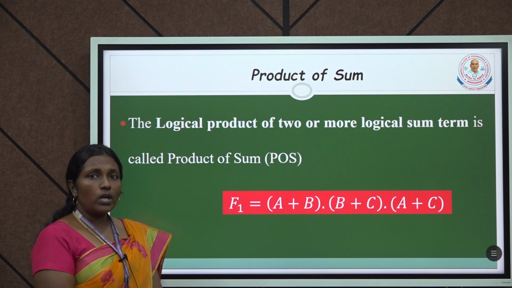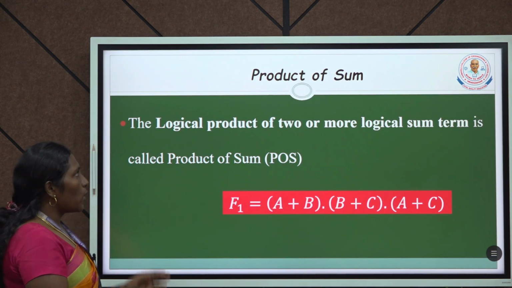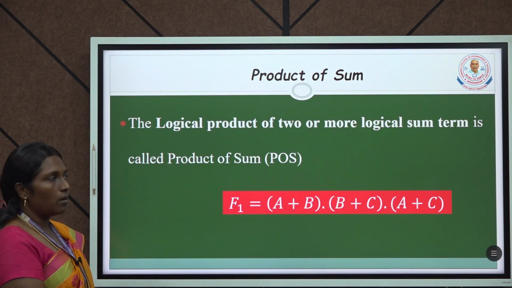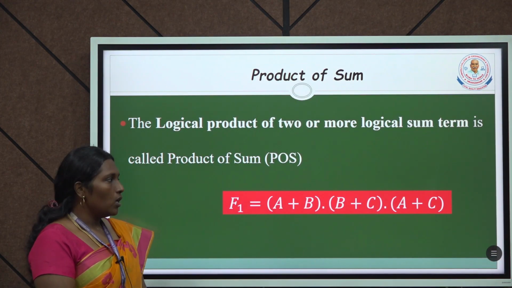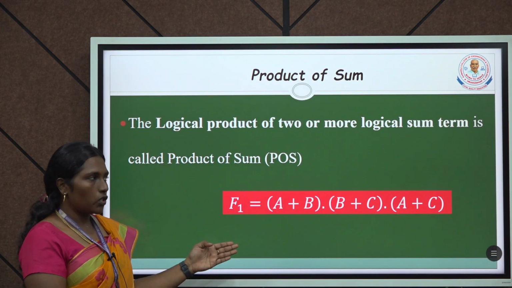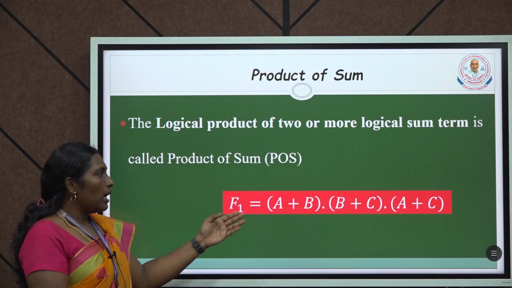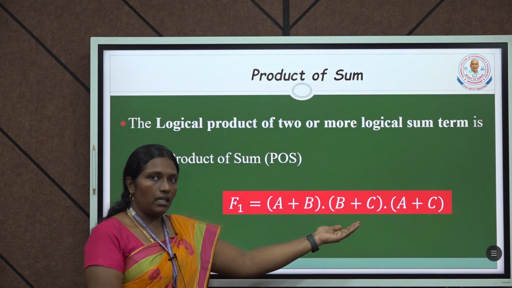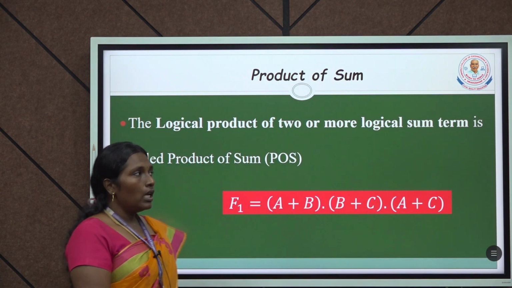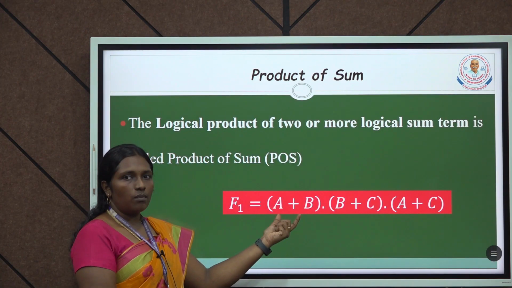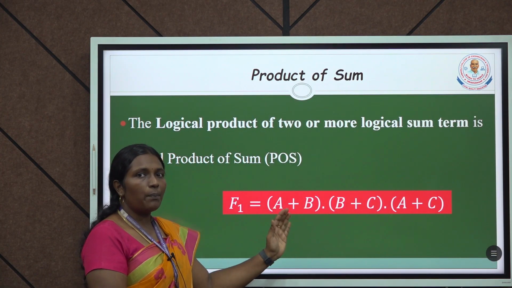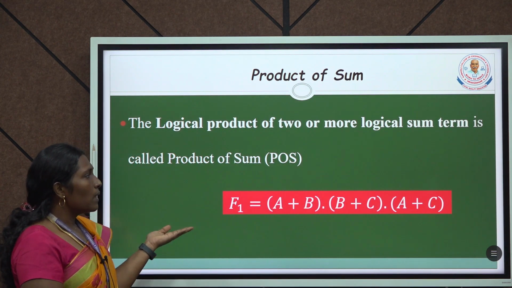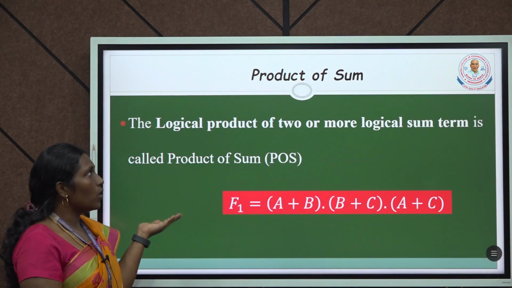Next we will see what is product of sum. The logical product of two or more logical sum terms is called product of sum. Here I have given an example expression, that is f is equal to (a plus b) dot (b plus c) dot (a plus c). Here the sum terms are separated by the AND operation. So this is the example expression for product of sum.